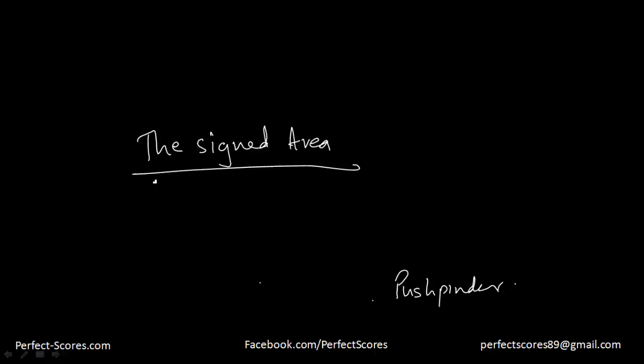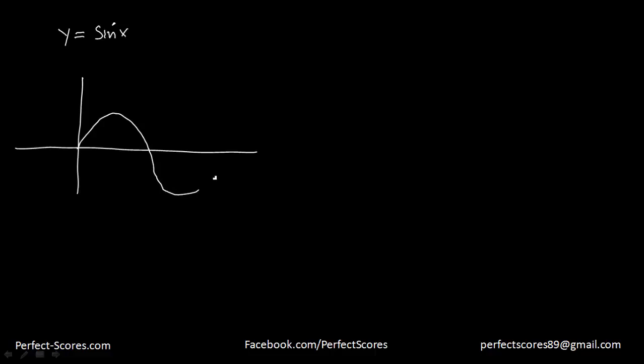My name is Pushpinder Gill, and in this video we're going to be talking about finding the signed area, right? So I'll get started with this. Let's suppose you have a function y is equal to sine x. Now you know y is equal to sine x looks something like this. If I just took it from the positive end from you, it looks something like this.